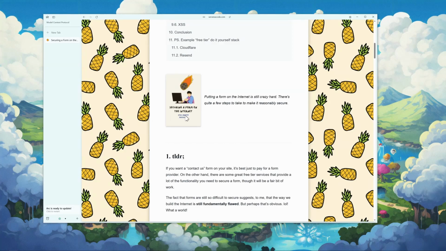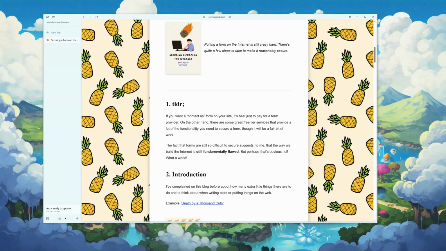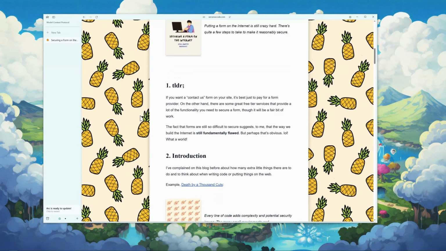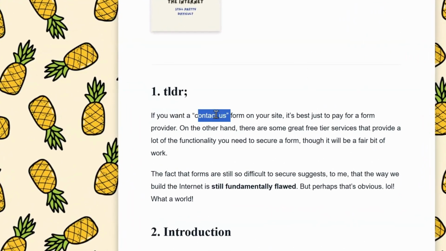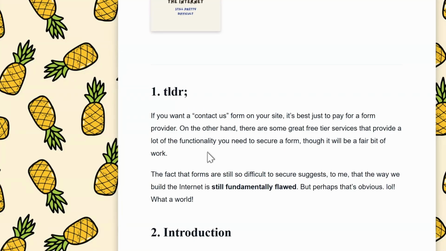So I kind of have this image, which I like, to be honest, of someone using their computer, presumably building a form, but they're just going to get hit by a meteorite. And that's kind of what using the internet and developing on the internet is like today. So for the perspective of this blog post, I'm assuming that somebody wants a contact us form.